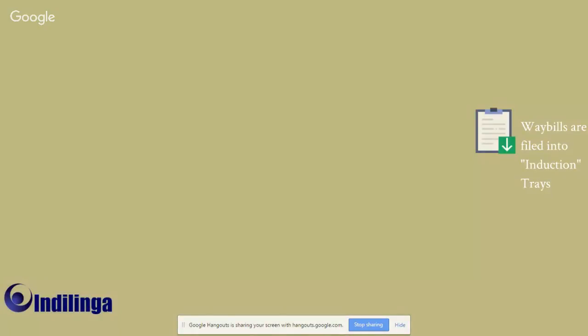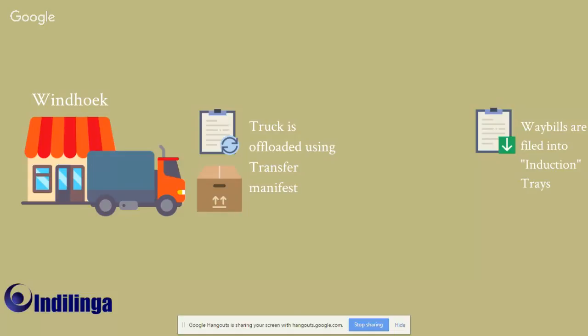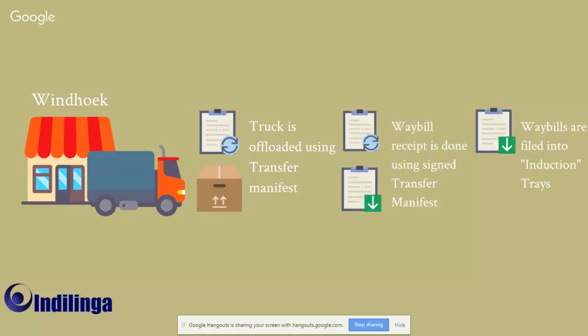Now we're in Namibia, and the truck has arrived in Windhoek, and the truck is offloaded using the transfer manifest. Again, as they offload the truck, the pickers physically tick off on the transfer manifest the cargo that they've offloaded, and they check for damage, they check for missing items, and they record that information on the transfer manifest. In Windhoek, the label receipt is then done by an admin clerk using that signed transfer manifest, again ensuring that only cargo that was actually physically received is received onto the floor.